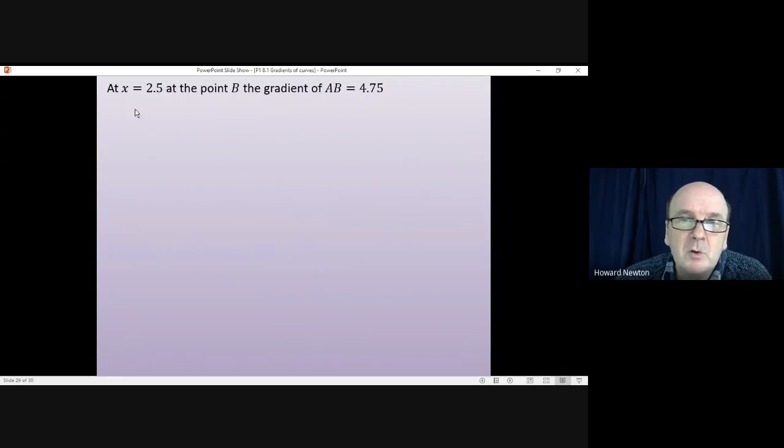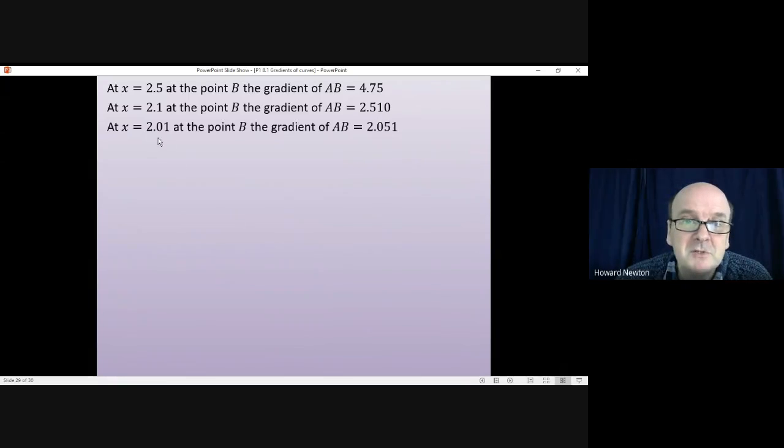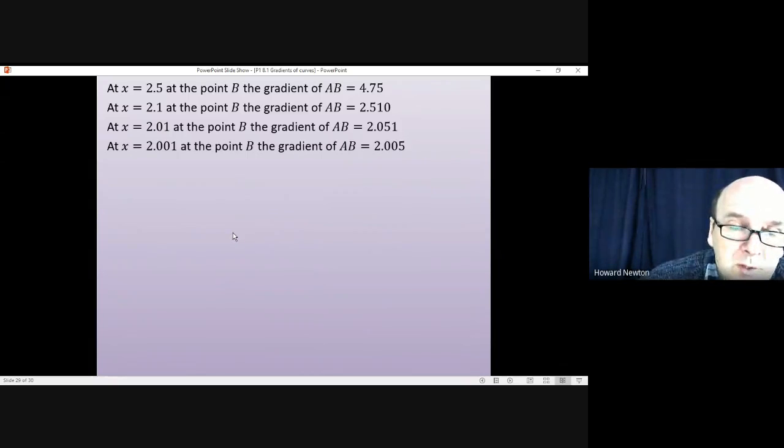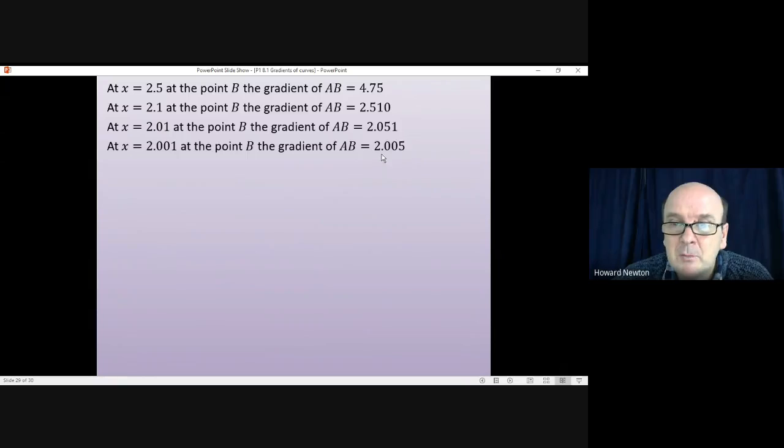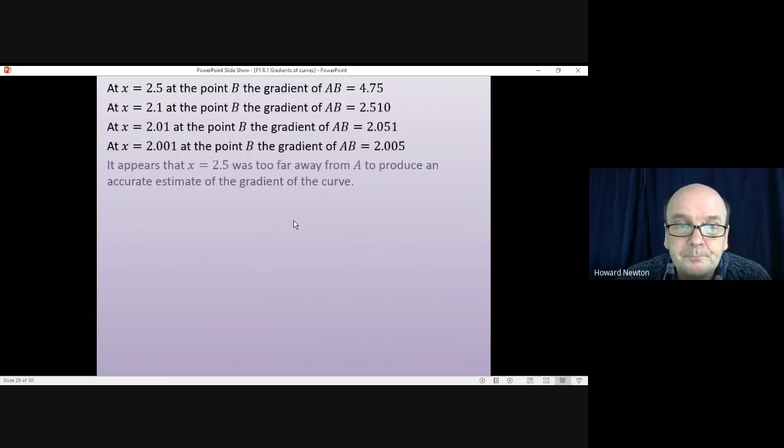Okay, we've just done the same thing 4 times, with points getting closer and closer to A. First of all, when we choose x equals 2.5 for the point B, we've got a gradient of 4.75. Then when we move to 2.1, then the gradient of that line was 2.510. When we moved to 2.01, the gradient was 2.051. And when we moved to 2.001, then the gradient of the line joining A and B was 2.005. It looks like these are tending towards a limit. So it appears that x equals 2.5, the first point, was just too far away from A. And when I work out the gradient of it, that is correct, but it's nowhere near the gradient of the tangent, that we needed a point closer to A.